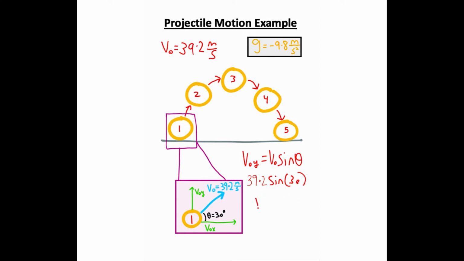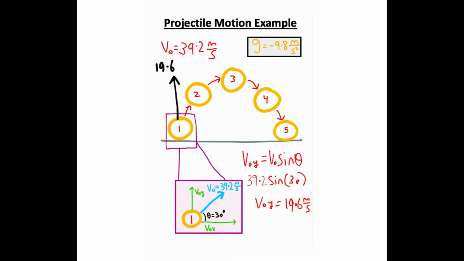You're going to get that your V naught in the Y position is 19.6 meters per second vertically. So what this all means is that you have an initial velocity that's traveling upward at 19.6 meters per second right here. So I'll put 19.6, and I'm just going to write it as a number there.